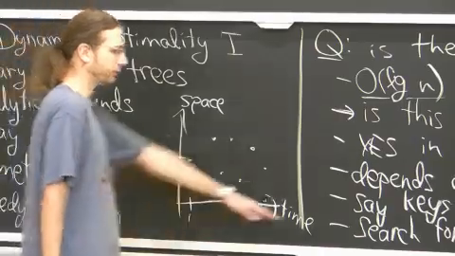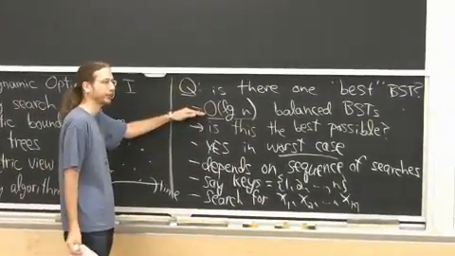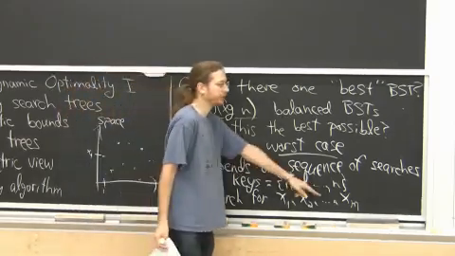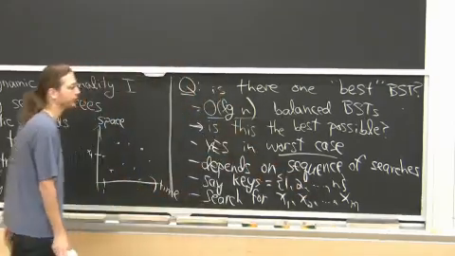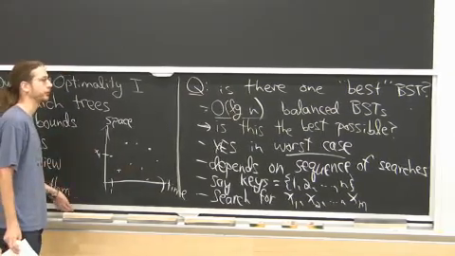Okay. Some search sequences are going to be slow. They're going to require log n time per access. In particular, if the adversary chooses xi to be the deepest node in the tree repeatedly. But some search sequences are going to be fast.